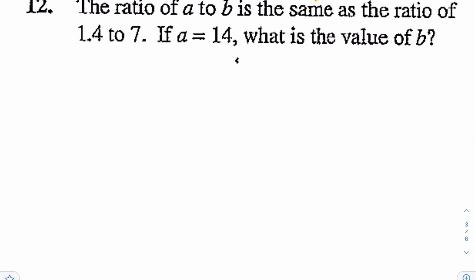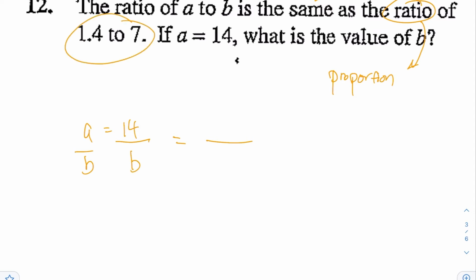All right, next for question number 12, the ratio of a to b is the same as the ratio of 1.4 to 7. Now, if a is equal to 14, what's the value of b? So the key word here is ratio, and when you have two ratios, that's essentially a proportion. So here, the ratio of a to b, in which a is equal to 14, and b, you don't know what it is, that's the same as 1.4 to 7.